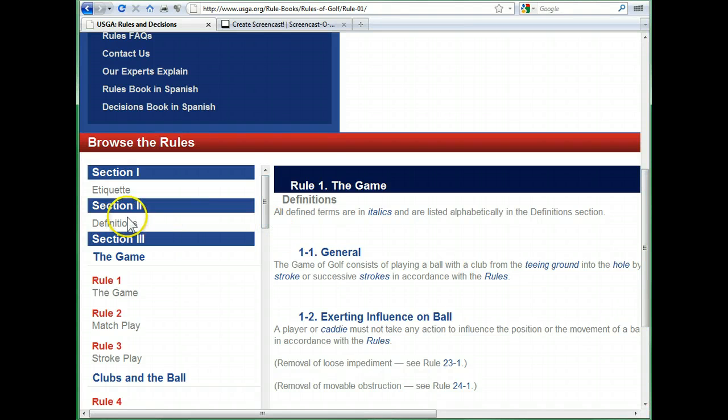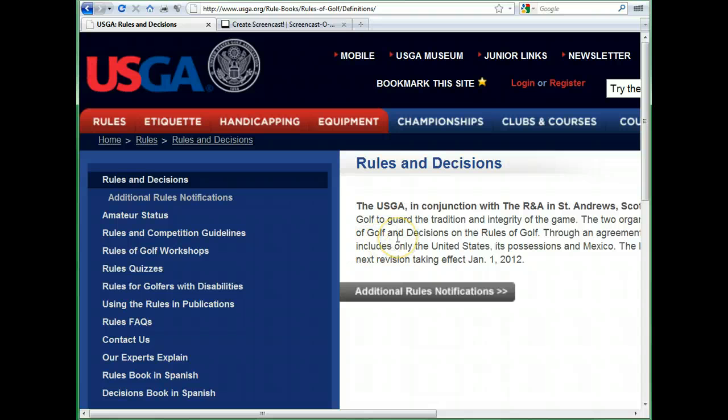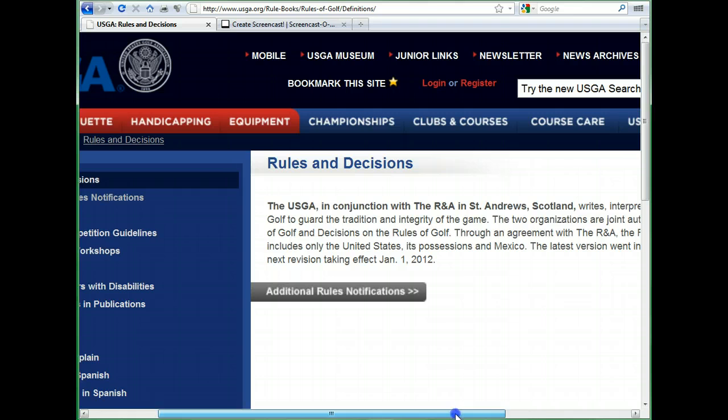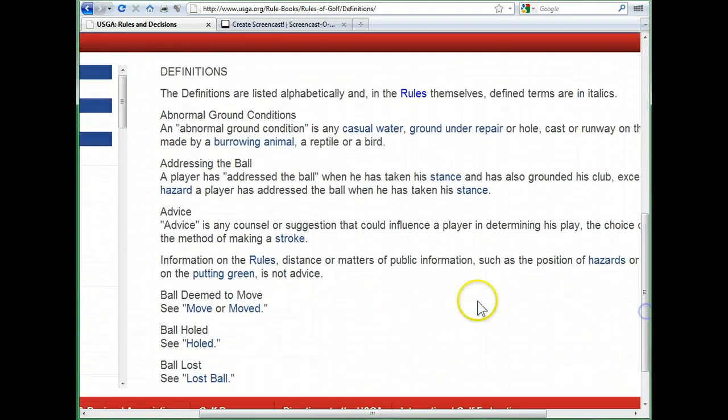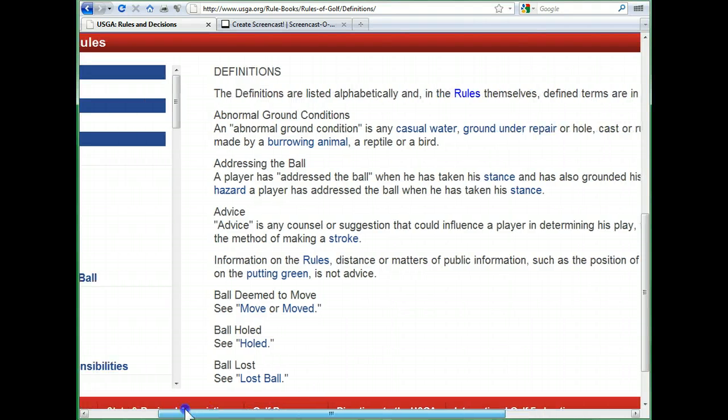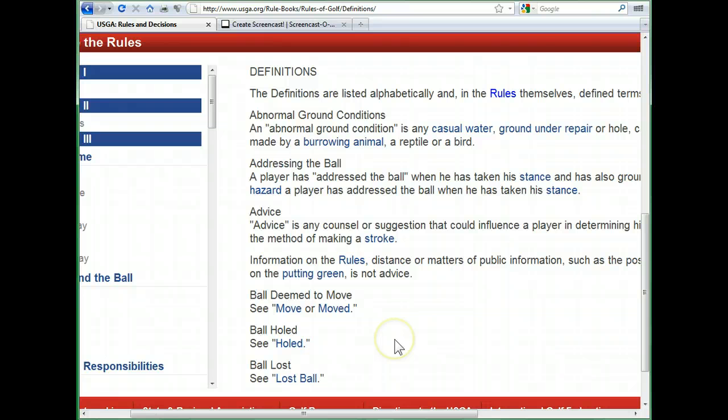But one section you're going to really want to focus on is the definitions. It's in section 2, and if you have a rule book with you right now, you can go to page 5 in your rule book and you'll see the beginning of that section. Definitions are all alphabetized, starting with abnormal ground conditions and going all the way through wrong putting green. There's 51 definitions, and this really is the foundation to you understanding the rules of golf.